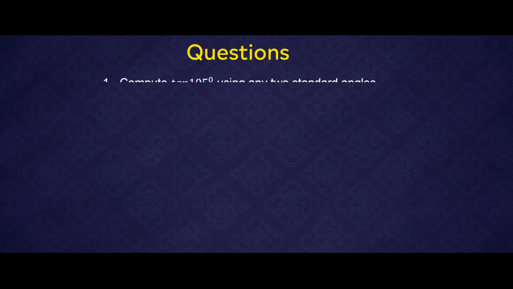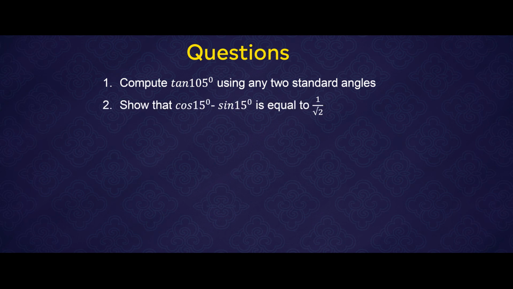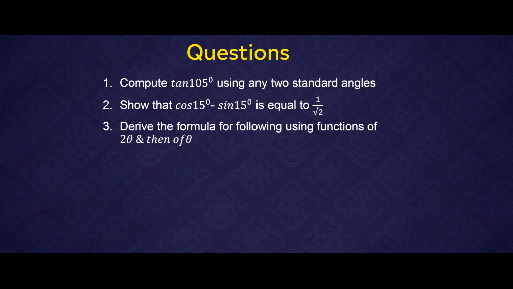The first question is compute tangent of 105 degrees using any two standard angles. Then show that cos 15 degrees minus sin 15 degrees is equal to 1 divided by root 2. Question number 3 is derive the formula for the following using functions of 2 theta and then of theta: sin 4 theta, cos 4 theta. We have derived the formula for the triple angle formula. Now you can extend your understanding of the compound angle formula to derive this formula for this trigonometric function.